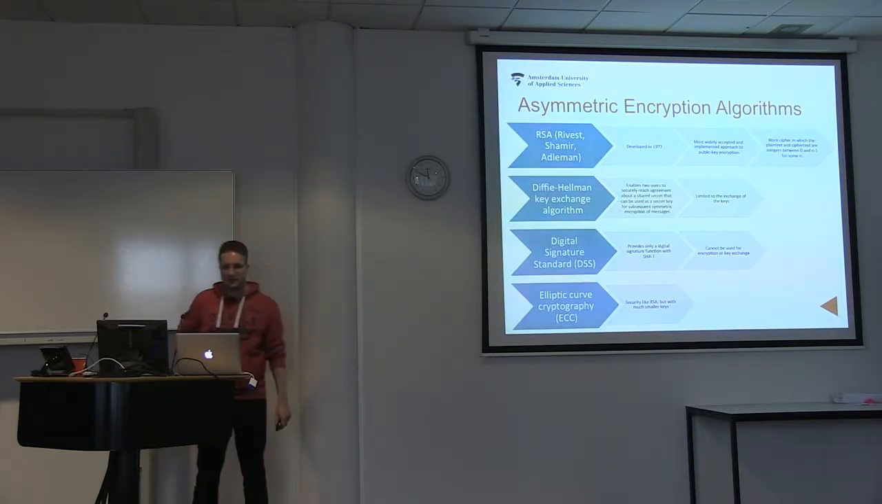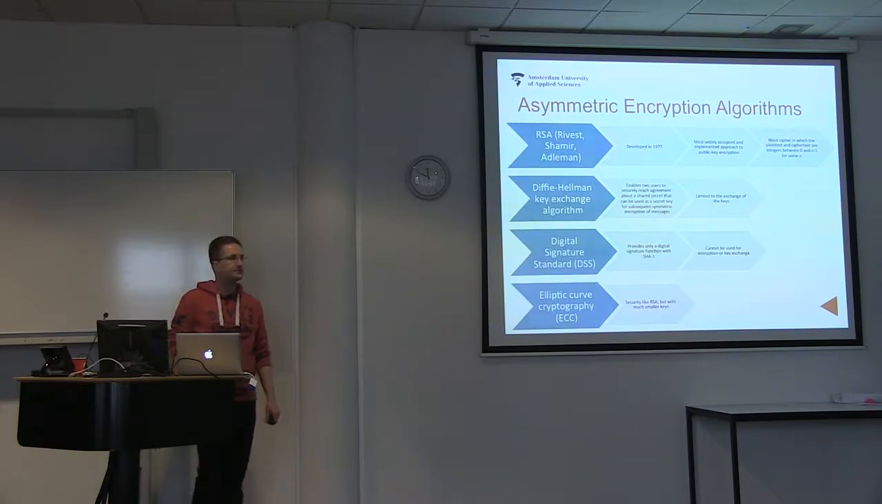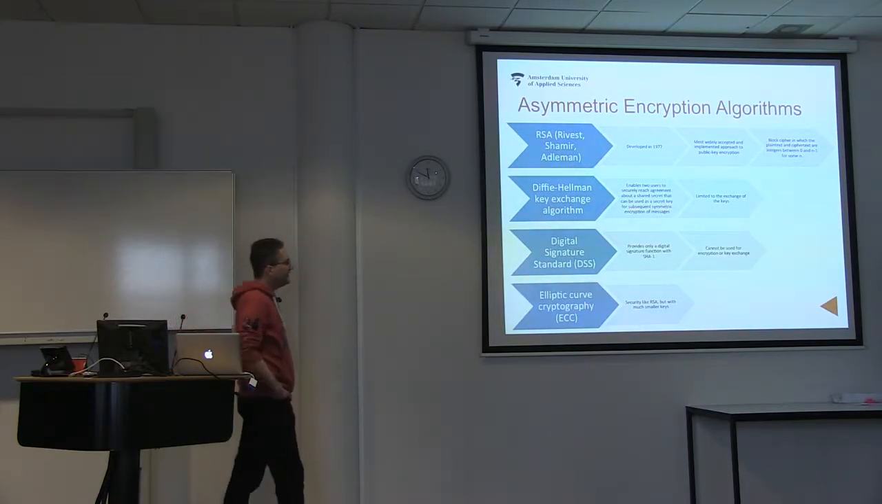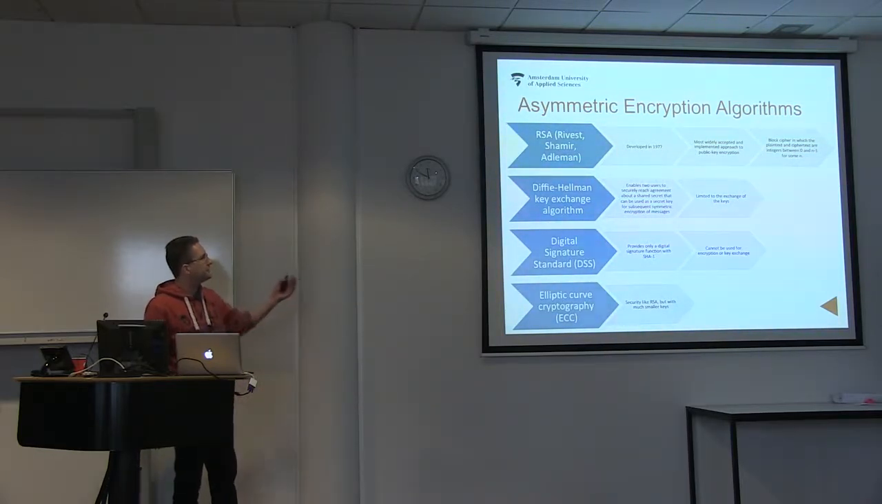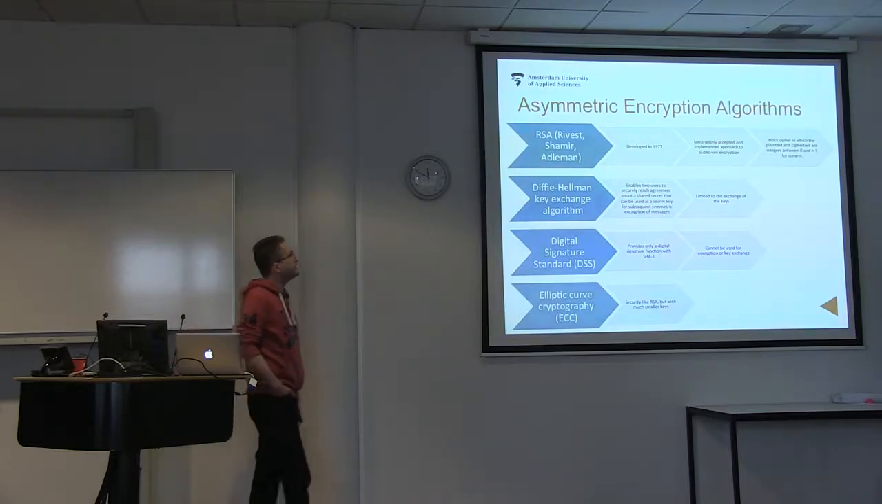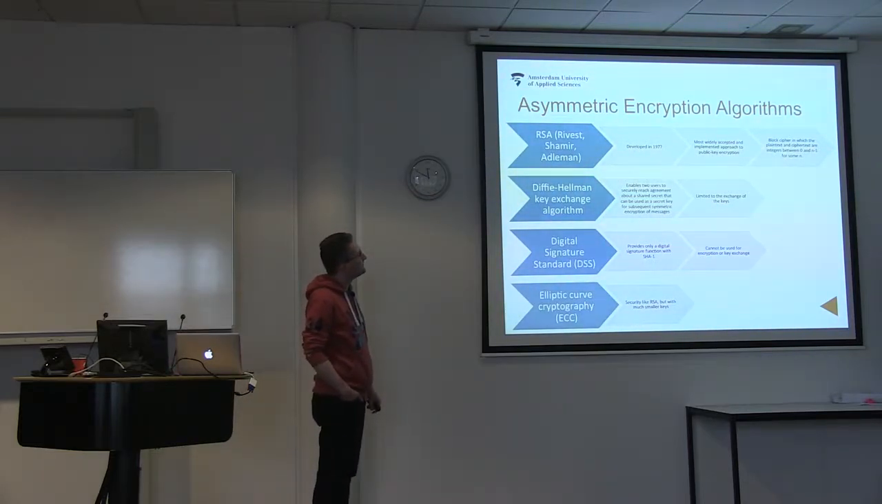So this is called asymmetric encryption. And these are the examples. Elliptic curve is at the bottom. I don't know what the length of these things is supposed to mean. RSA is also there.